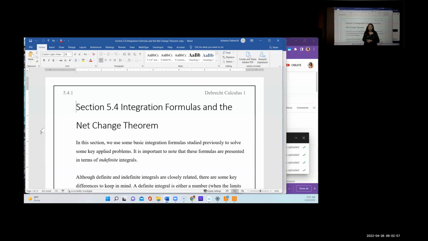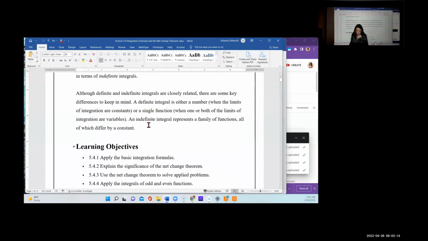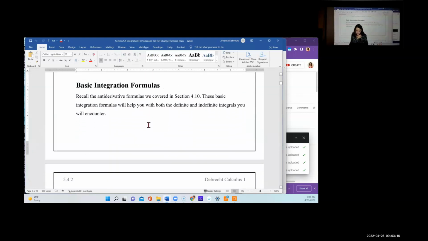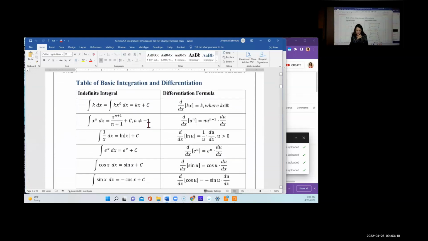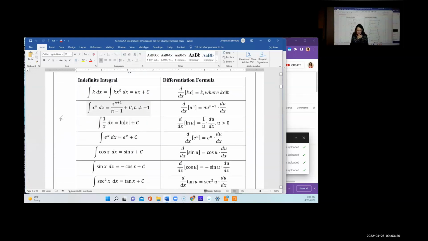The first thing we want to do is work through a few integrals using the fundamental theorem of calculus, and that way review a little bit of what we talked about previously and get you warmed up, and then we'll look at the net change theorem. So the first thing we want to do in section 5.4 is talk about the basic formulas that we have for integration.